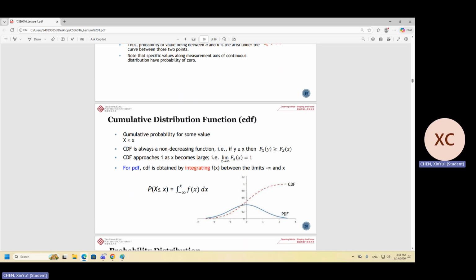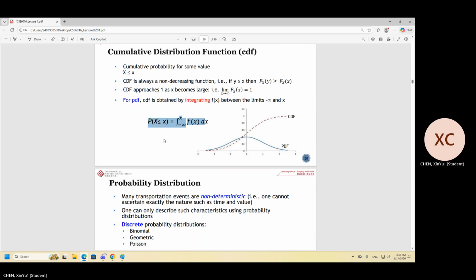And the CDF is cumulative. The word itself is already cumulative, accumulated. The cumulative distribution function gives the cumulative probability up to some value x. The CDF is always a monotonically non-decreasing function because probability is added. The CDF approaches 1 as x becomes large, because more values are added. So you can see for this PDF, the CDF looks like this, increasing to 1. The CDF is obtained by integrating f(x) from the lower limit to x.